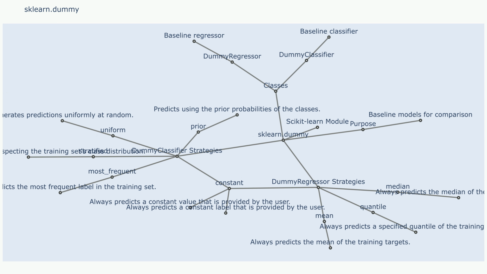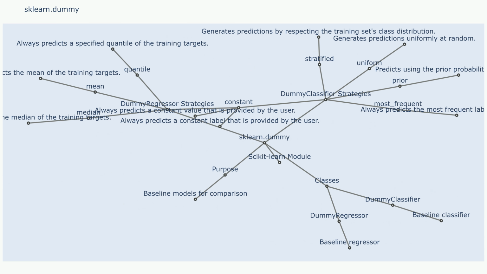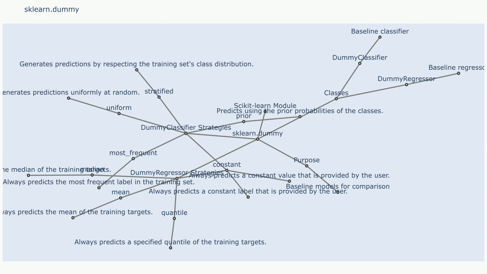Key points. 1. Baseline performance. The main reason for using dummy estimators is to establish a baseline performance for your machine learning model. This baseline allows you to assess whether your chosen model is actually improving upon a simple non-learning approach. If your model performs significantly worse than a dummy estimator, it might indicate issues with your model selection, feature engineering, or data preparation.